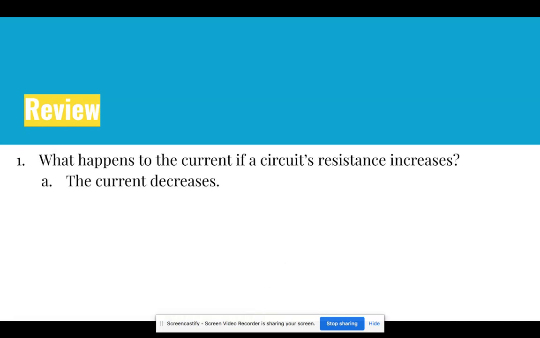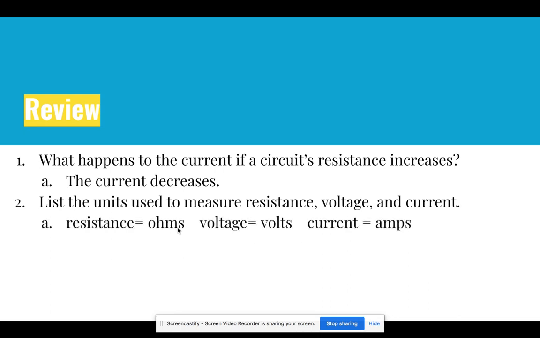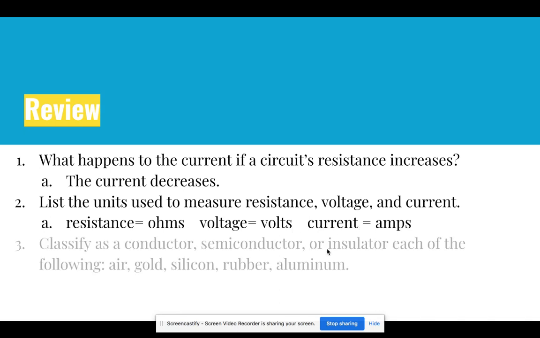Okay, so what happens to current if a circuit's resistance increases? As the resistance increases, the current decreases. Okay, and vice versa. List the units used to measure resistance, voltage, and current. Okay, so resistance is ohms. Remember, that's the funky looking symbol that looks like an upside down horseshoe, or a hat. Voltage is volts, current is amps.